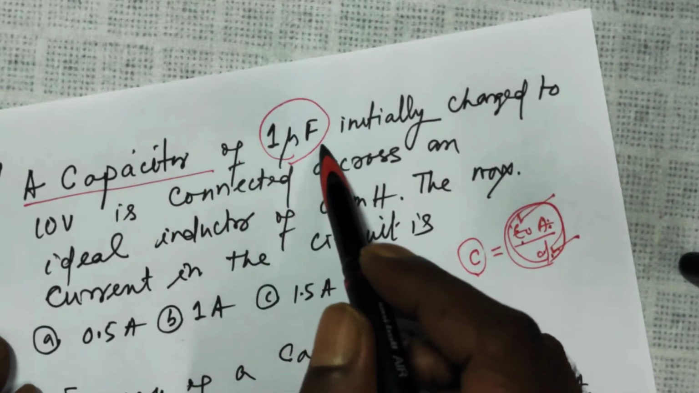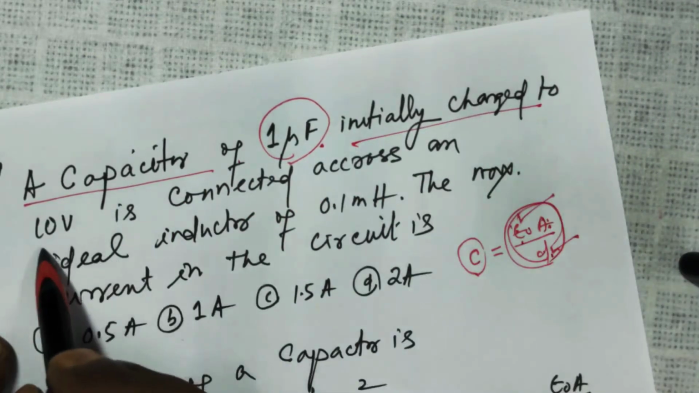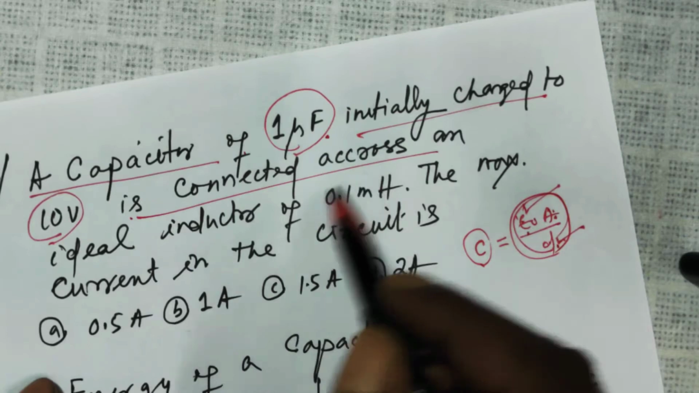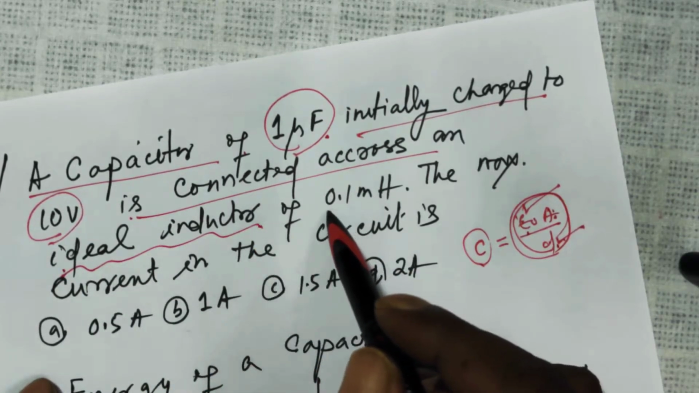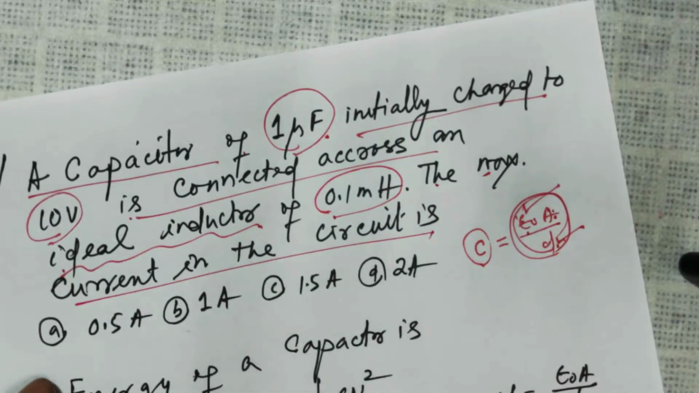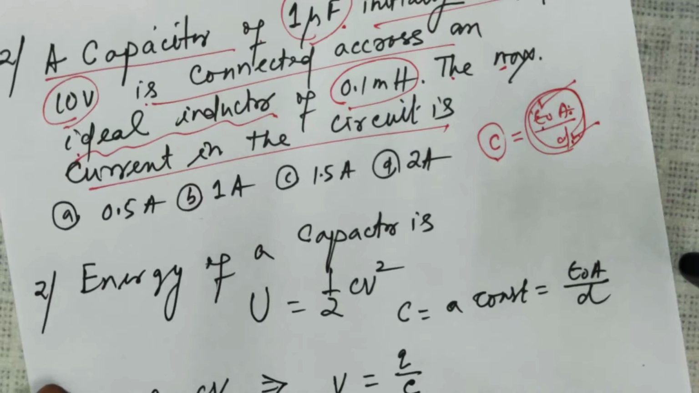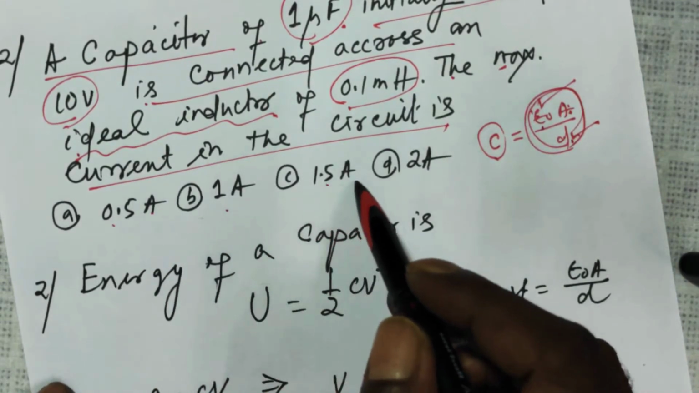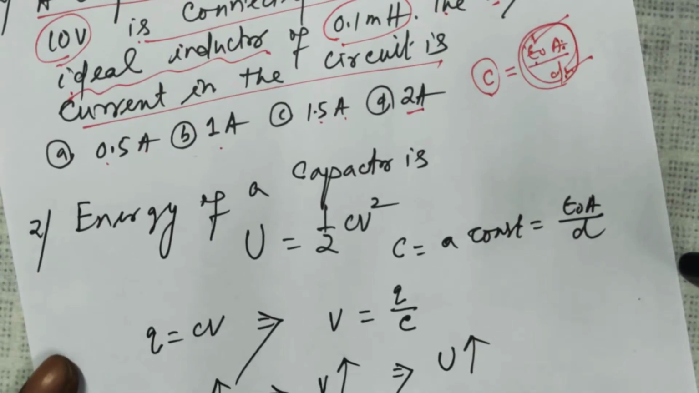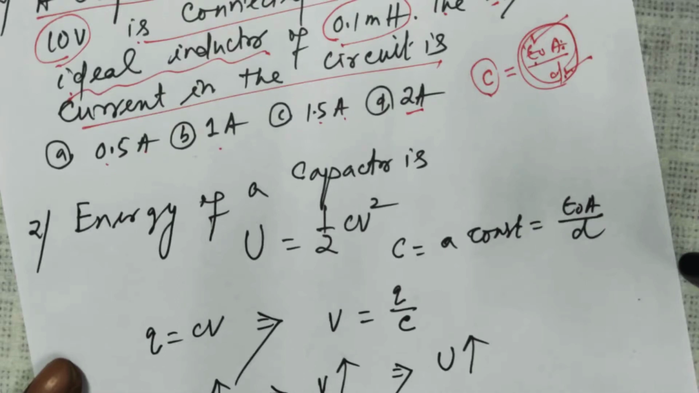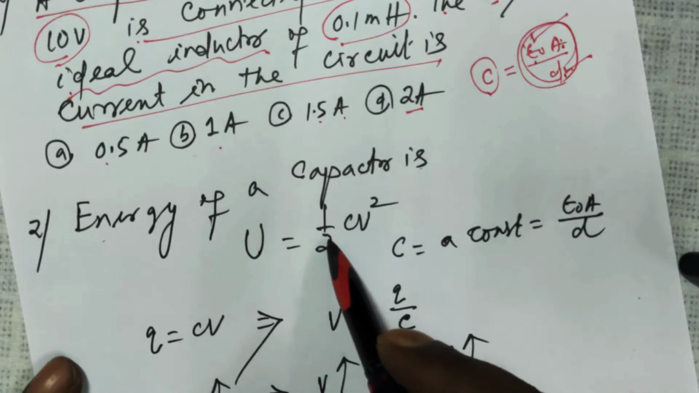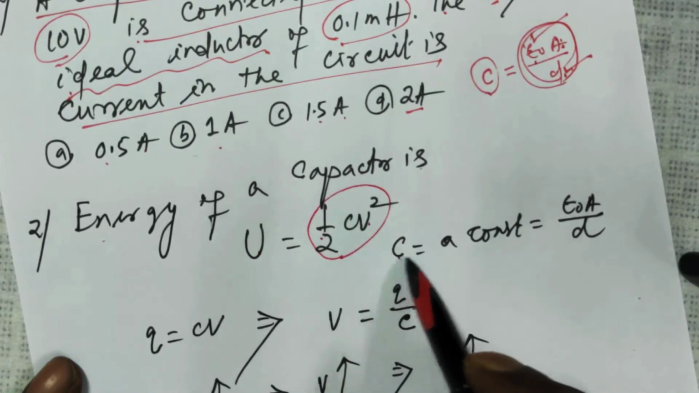A capacitor of 1 microfarad initially charged to 10 volts is connected across an ideal inductor of 0.1 millihenry. The maximum current in the circuit will be how much? There are four choices: 0.5 ampere, 1 ampere, 1.5 ampere, 2 ampere. Very simple. We can straight away use the conservation of energy, but let me explain certain things that we studied before. Energy of a capacitor U was derived as half CV squared. C is a constant.